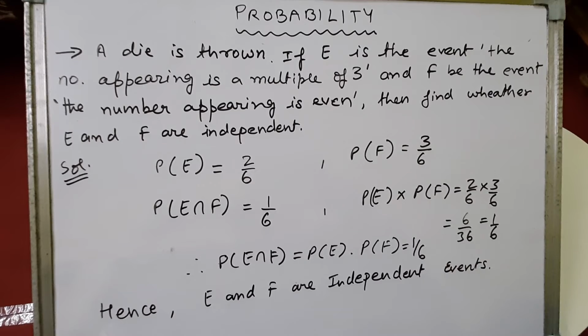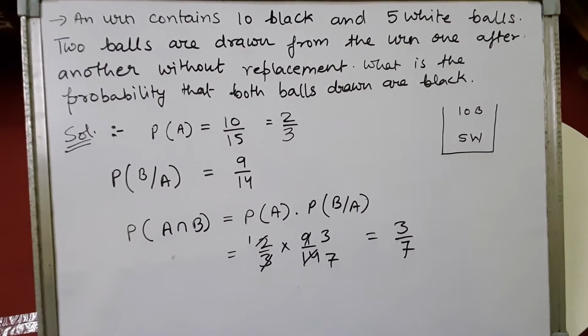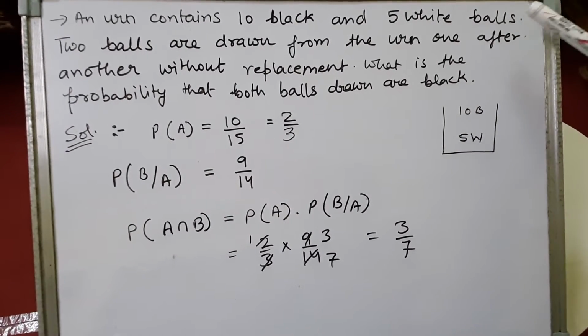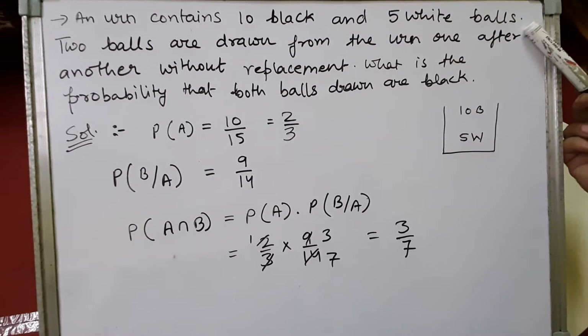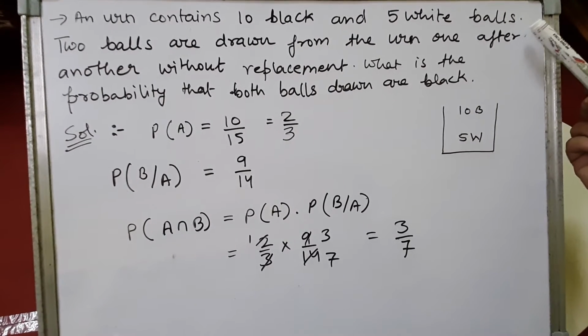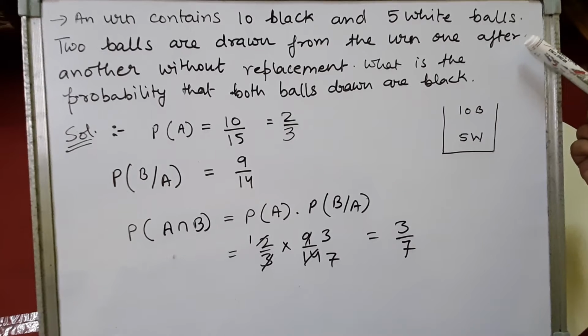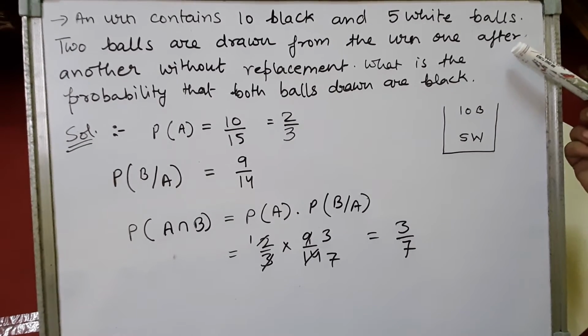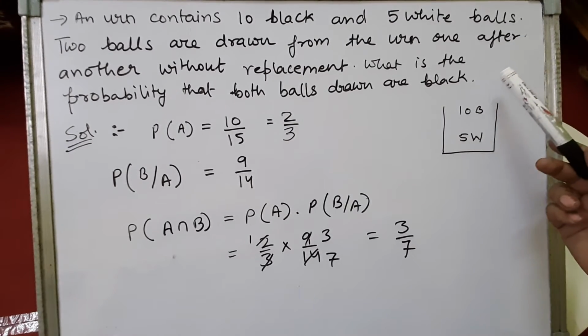Alright, please note down. Let's see another sum, children. Now here it is given that an urn contains 10 black and 5 white balls. 2 balls are drawn from the urn, one after another without replacement. What is the probability that both the balls drawn are black?